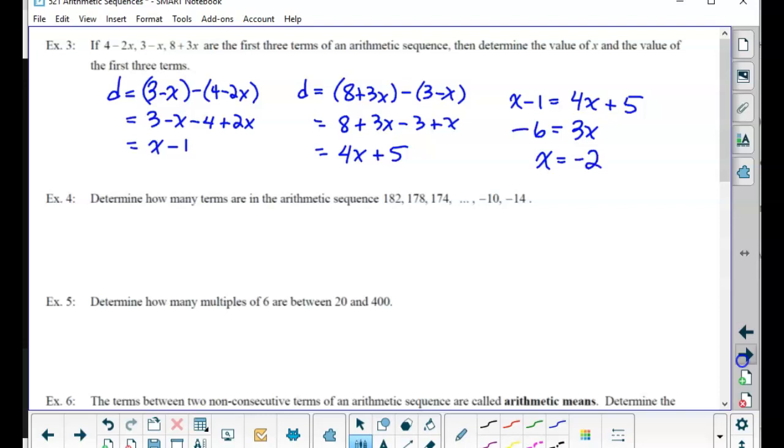So we found the value of x and then put it back in to get what the terms are. So 4 minus 2 times negative 2 is like adding 4. So that's going to be 8. 3 minus negative 2 is like adding 2, so that'll be 5. 8 plus 3 times negative 2 is 2. Okay, so notice what's happening. We're subtracting 3 each time. So you know it's arithmetic, but you couldn't have figured that out from the terms originally without knowing what x was.